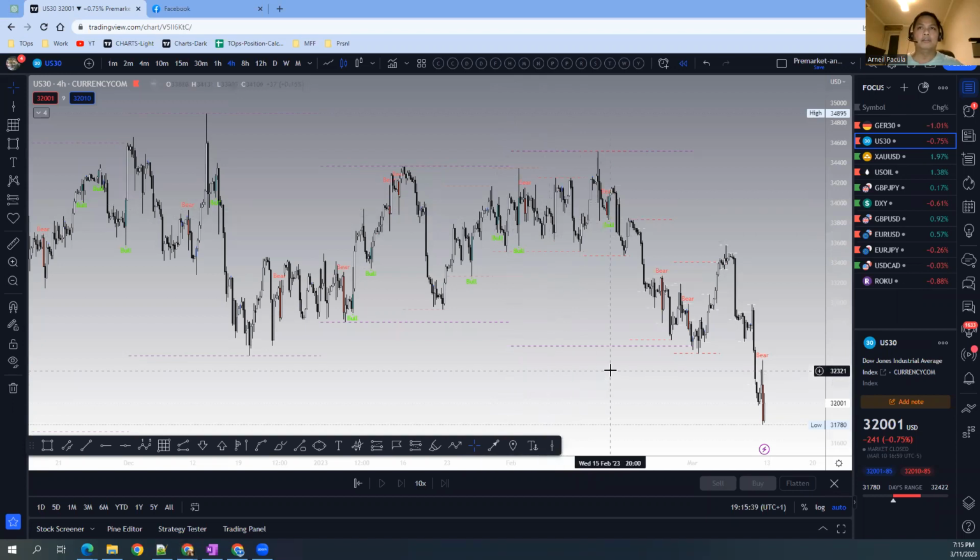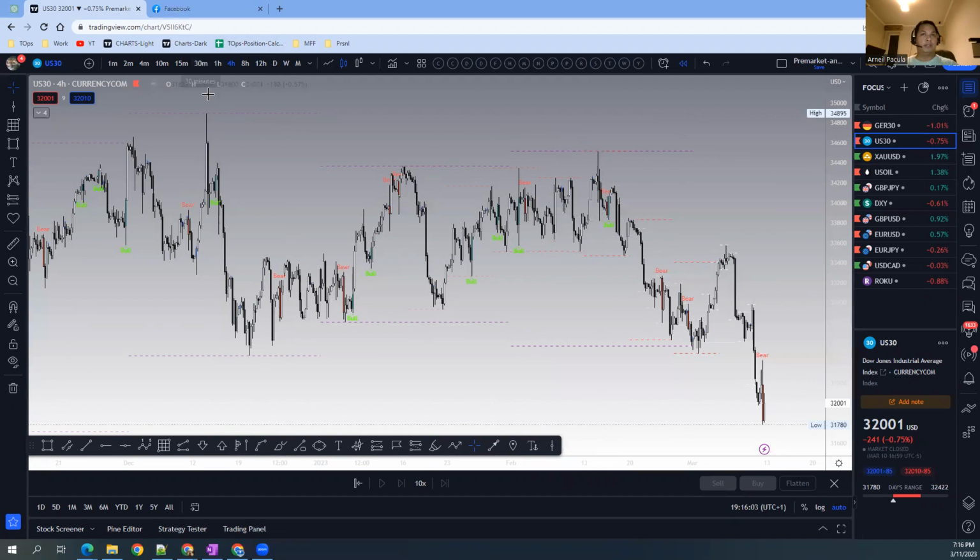So today guys, titingnan natin yung naging price action sa US stock market using the US30 index, and we will also check a few of the forex pairs.